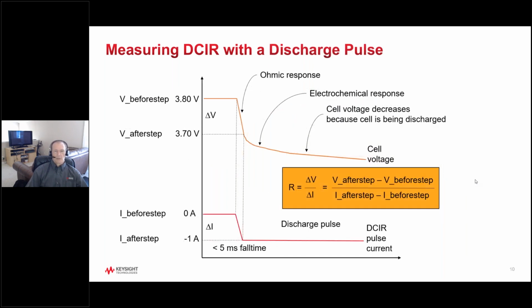Similarly, when we're trying to do a DCR discharge pulse, it's basically the same kind of process, except in this case we're applying a negative current, taking current from the battery, and that's going to cause a quick decrease in voltage. Again, you get an ohmic response and an electrochemical response, and as you're discharging the battery, the voltage will slowly decrease over time. It's the same concept, the same formula, and the same type of procedure as for the charging pulse.